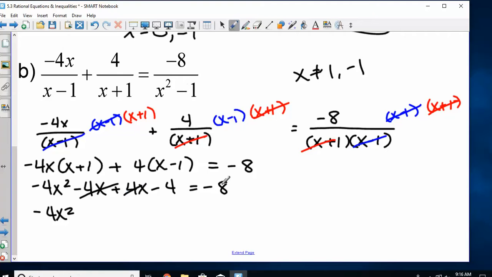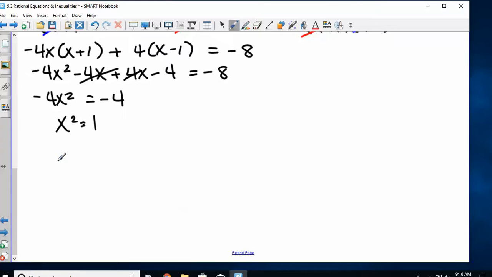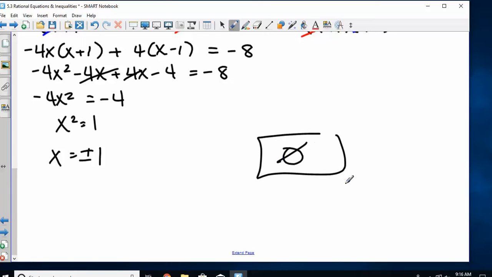My 4x's drop. If I add over my -4, I get a -4. Divide by -4 and we get x squared equals 1. Square root plus and minus, and you get positive and -1. What's wrong with that? Those are the two things we said it could not equal, so this one had no solution.